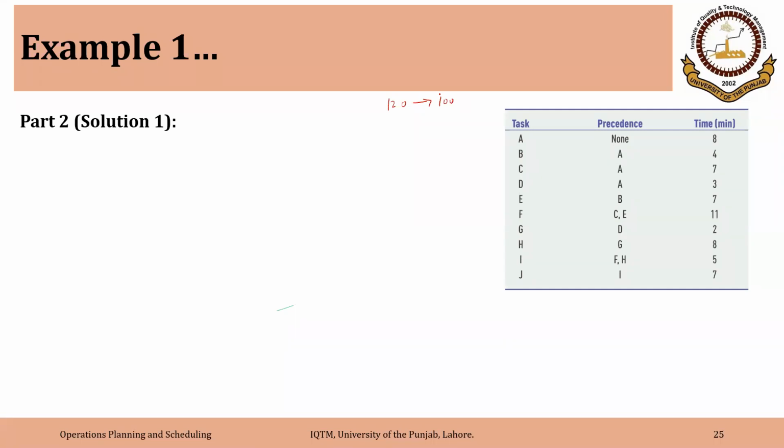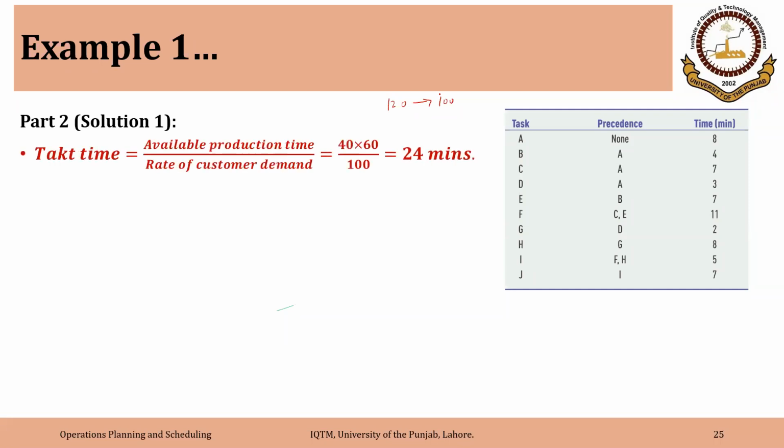So in this case, demand has reduced. So the new takt time will be available time divided by rate of customer demand. So that has reduced, so the takt time has increased. This is an obvious relation: lesser is the demand, greater will be the takt time. Once we had the demand of 120, the takt time was 20 minutes. Demand has reduced, so takt time has increased.